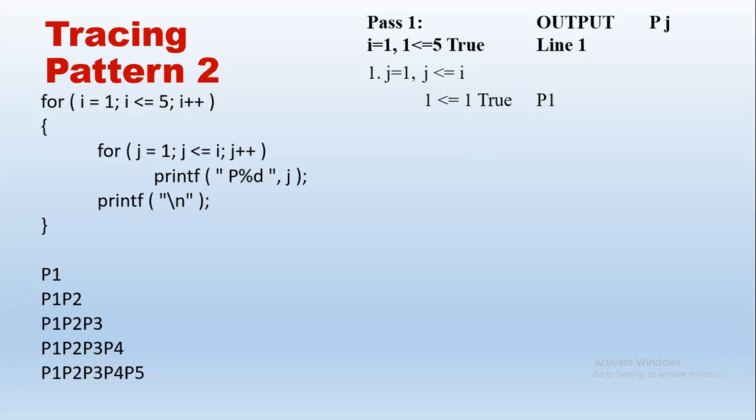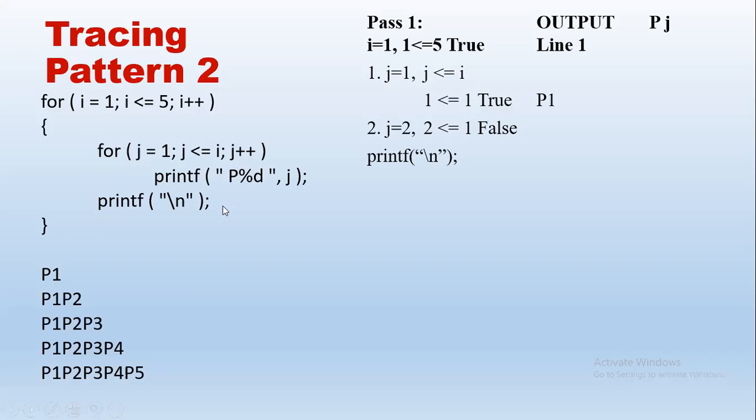So here, what is the second step? Meghana, what is the next step? J is equal to 2, right? So J is 2 now in the second step. So 2 less than equal to I. I is 1, right? So 2 less than equal to 1, condition is false. So it exits from the inner loop, right?